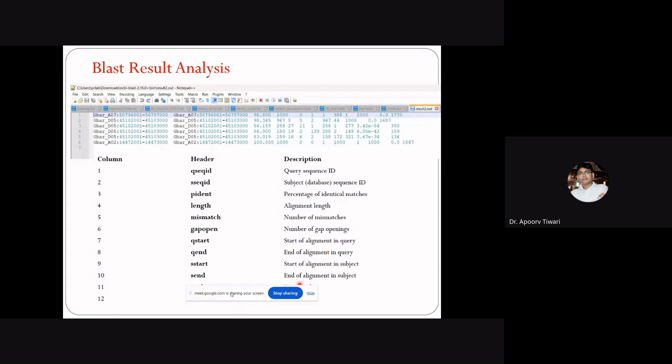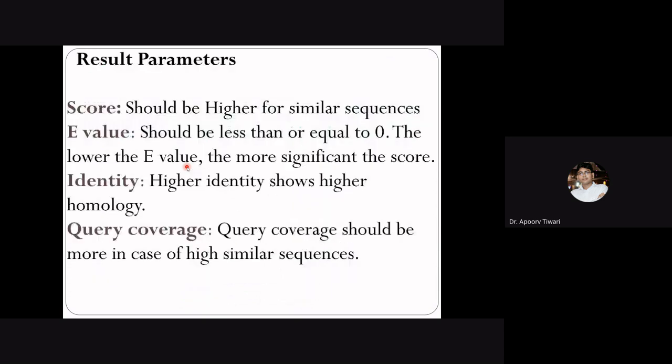And after that, you can see the e-value, that is 0.0, and the bit score, that is 1770. So these are the parameters you should keep in mind to analyze your result.